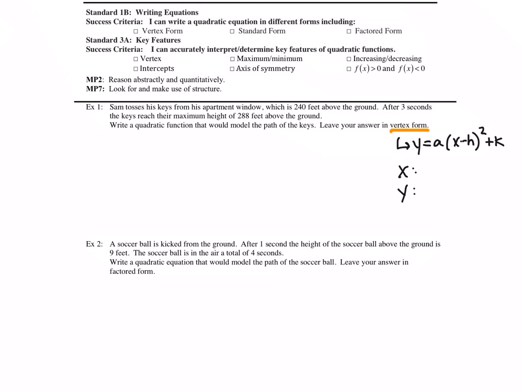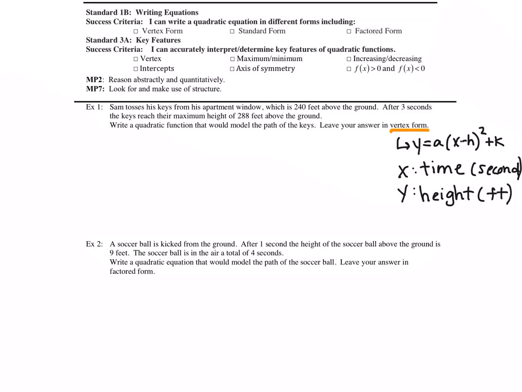We see that after 3 seconds, our height is 288. So I'd say my time is my independent variable, or my x. And y is my height in feet.